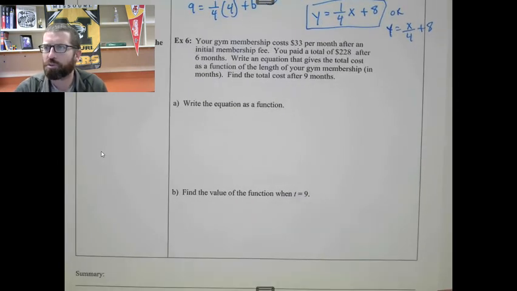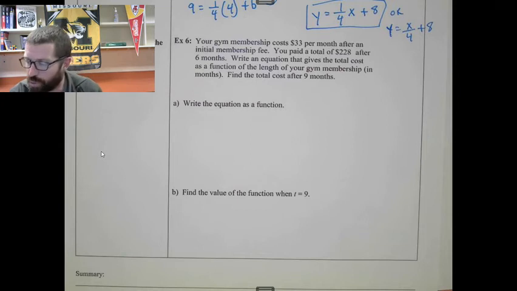Okay, this is your gym membership costs $33 per month after initial membership fee. You paid $228 after 6 months. Okay, write an equation that gives the total cost as a function of the length of your gym membership in months and find the total cost after 9 months. Okay, so let's write the equation first.